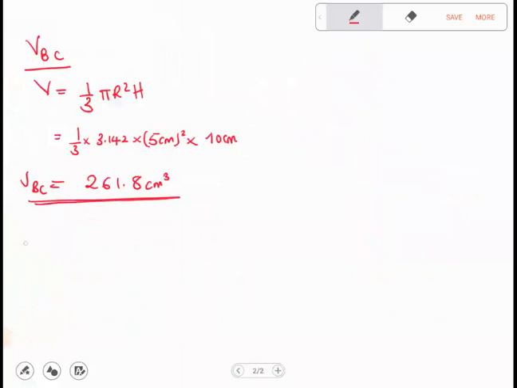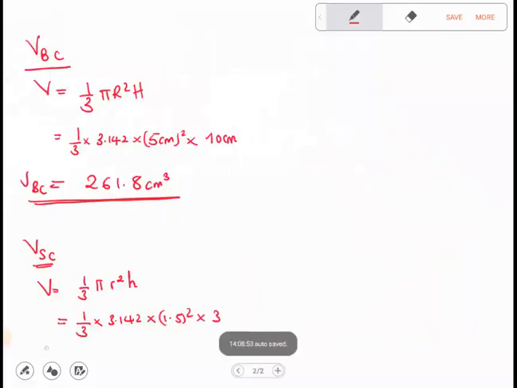Step 2 is that we find the volume of the smaller cone. Same formula, just different values. Instead of using capital letter R, we are going to use small letter r and small letter h. 1/3 multiplied by pi, 3.142, multiplied by r, which is 1.5 squared, and the height is 3, the one that we found here. So the volume of the smaller cone equals 1.5 squared times 3 times 3.142 divided by 3. It's giving me 7.07 after you round it off, cubic centimeters.